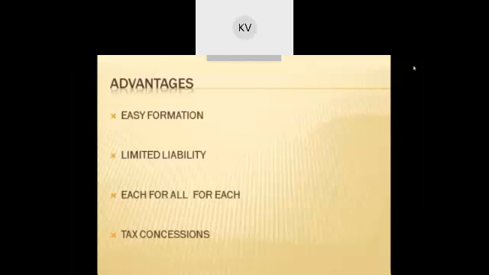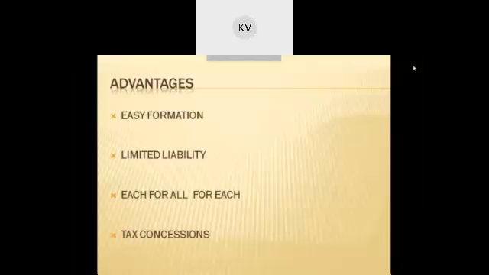And then each for all, all for each. Everybody should work together for everyone. Cooperative societies are formed on the basis of self-help and mutual help. Therefore, members contribute their effort to promote their common welfare. Okay, I forgot to tell: limited liability.